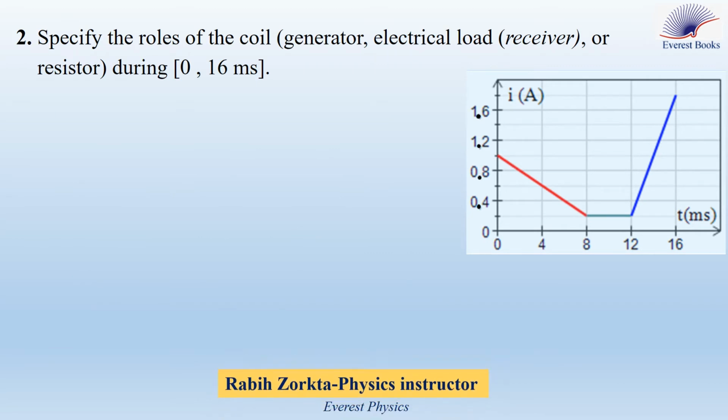Question number 2. Specify the role of the coil, generator, electrical load, receiver, or resistor during the time interval 0-16 milliseconds. Recall that the coil acts as a generator if the self-induced electromotive force, E times I, is greater than 0, it acts as an electrical load if E times I is less than 0, and it acts as a resistor if E is equal to 0. According to the graph, I is always positive since the curve is above the time axis. Now let's determine the signs of E in the time interval 0-16 milliseconds.